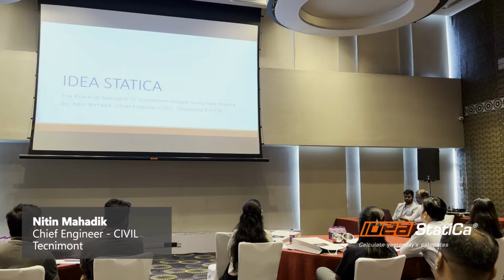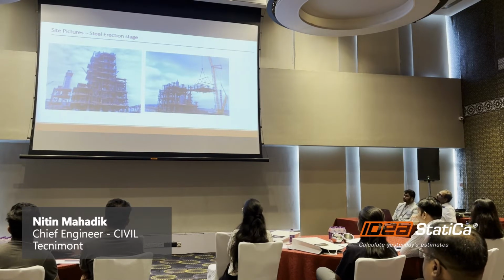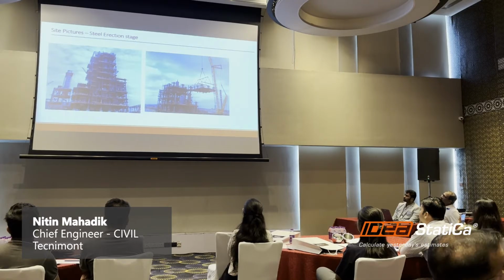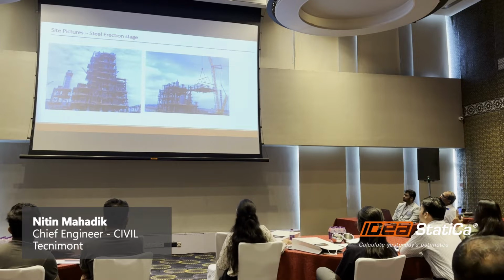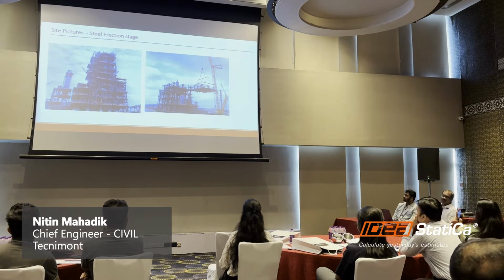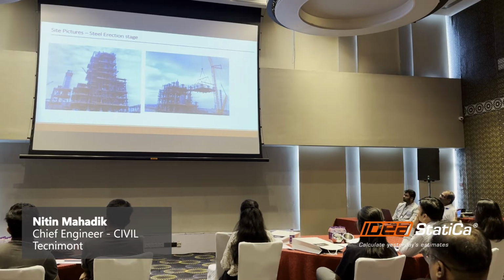So we'll go over this one by one. This is the project's picture at the erection stage when I was at site. This is one of the process plants. You can see the multi-zone reactor structure, which is one of the process plants in the whole plant, and this is around say 1500 ton almost, the complete steel tonnage.